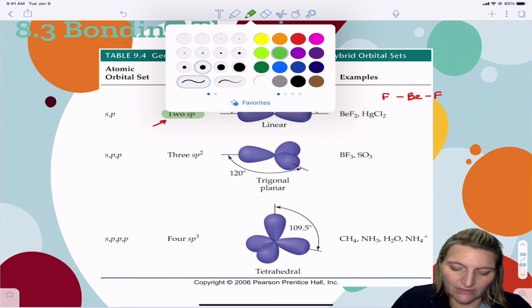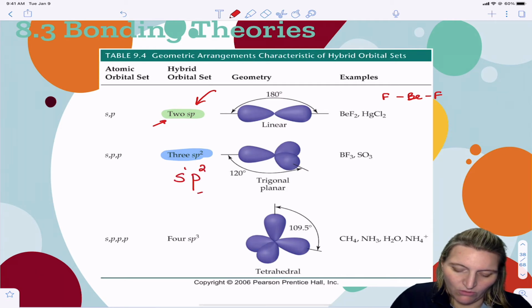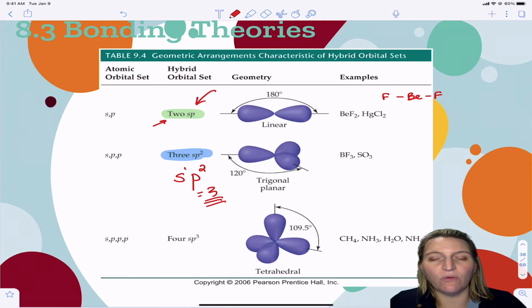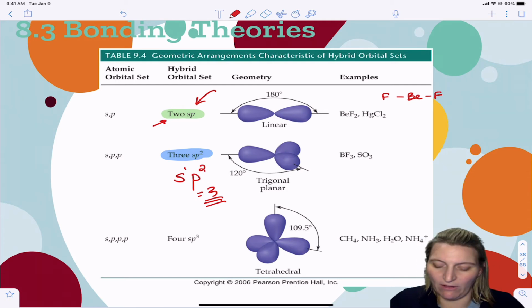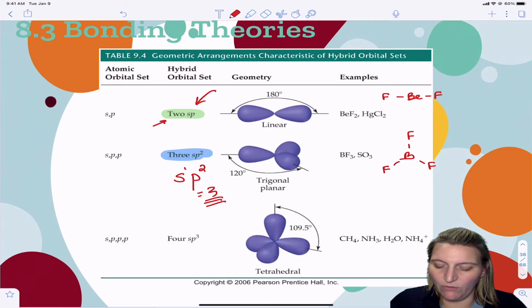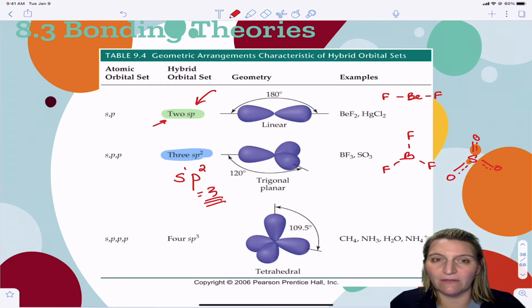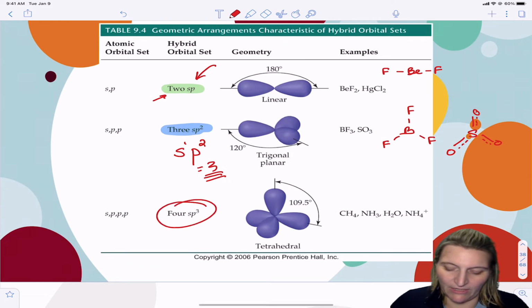sp2 is the next type. sp2, add up the superscripts, right? S1, P2 totals 3. These are for molecules in which there are 3 bonds coming off of the central atom. So boron trifluoride, like this one right here. SO3 has hybrid orbitals, but it's resonance. There's resonance there, okay? 3 bonds coming off of the central atom. And then 4, of course, we know is sp3.